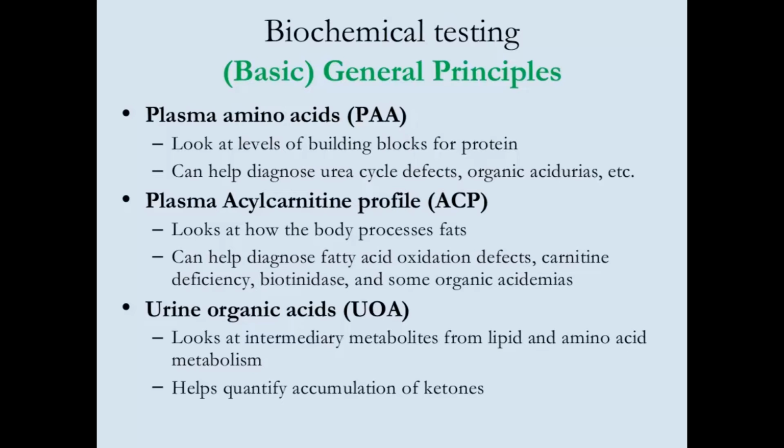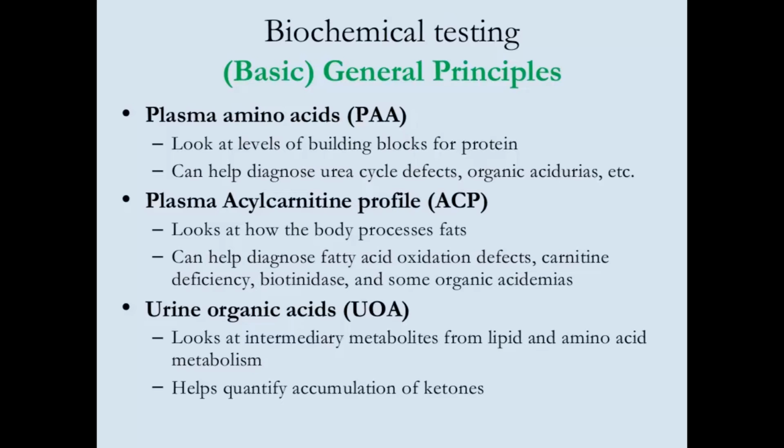Urine organic acids is kind of a mix of the two. It looks at intermediary metabolites from both fats and protein. It can also indicate if an individual is in ketosis, and if there are some other metabolites that are excreted in particular disorders like glutaric aciduria or things like that.